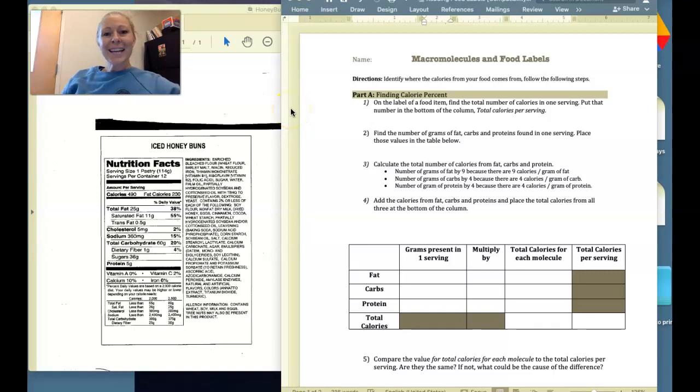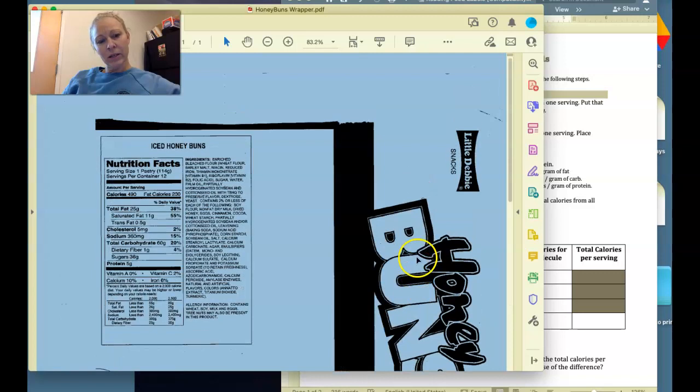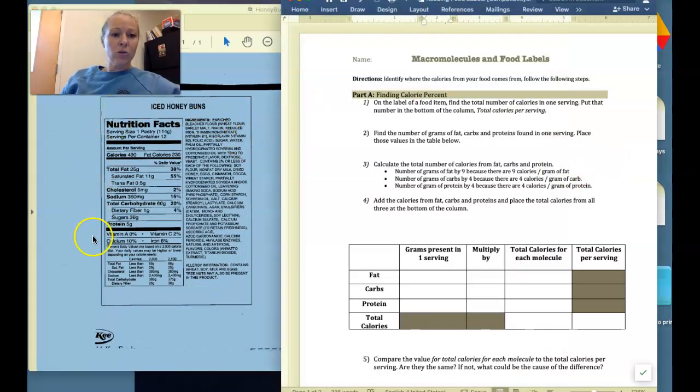Hey guys, today we are looking at nutrition labels. What I'm going to do is take you through a honey bun label, an iced honey bun. I don't know if you guys have ever seen these. It's a Little Debbie snack. They're delicious. And we're going to look at the nutrition label and understand how to read it, understanding what calories are and how they are added and figured out on these labels.